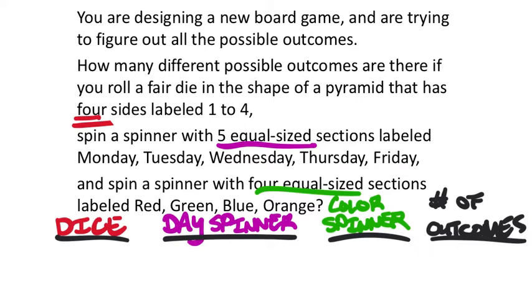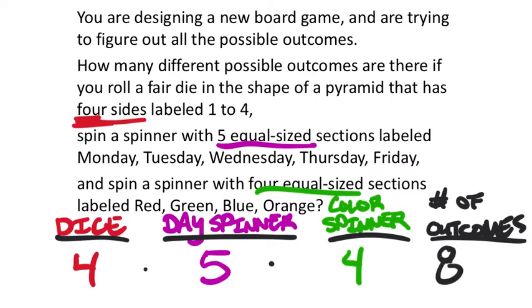Okay, so the dice, it has 4 sides on it, right? So there's 4 possible options with the dice, just to start with. Then we will spin a spinner, but it has 5 days on it. And then the final spinner with the colors on it has 4 colors on there. So again, the fundamental counting principle tells us we can just multiply these out. 4 times 5 is 20 times 4. And again, I wouldn't want to label all or find all 80 of these outcomes, but you could.